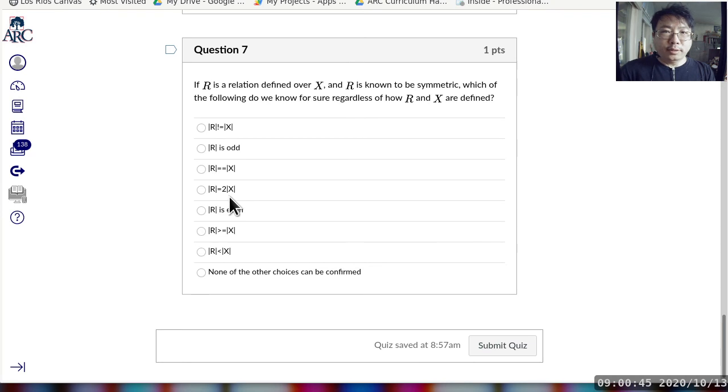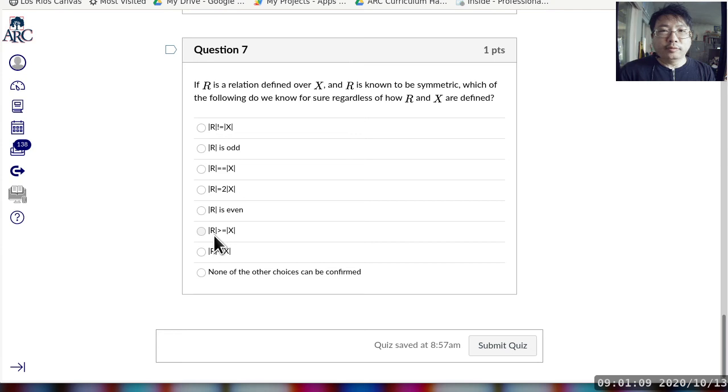All right, so let's look at the next one. It has to be an even number at least, because 2 times the cardinality of X has to be an even number. We know this is not true, because we can make the cardinality of R an odd number, or just 1. So that is not true. The cardinality of R is even? Same reason, it's not true.